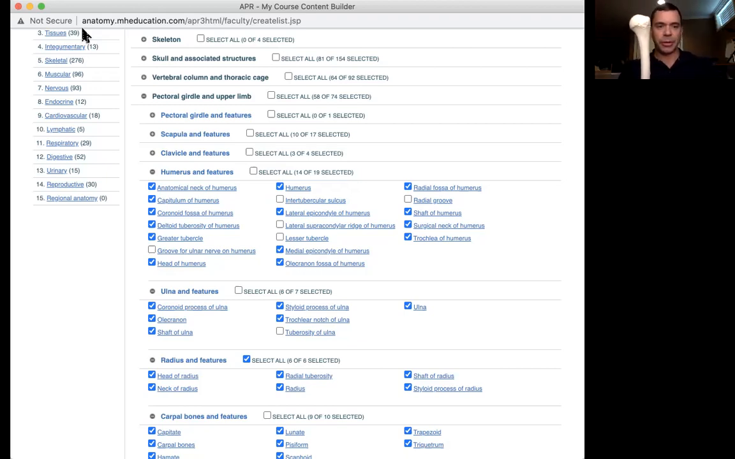Then I have a couple different tubercles. These are on the front side. We have a greater tubercle, lateral, and a lesser tubercle right here in the front.